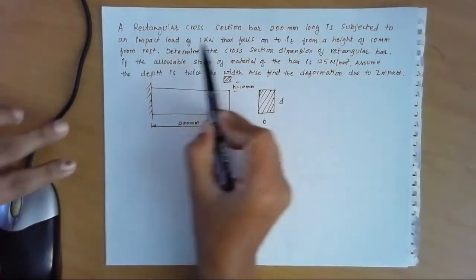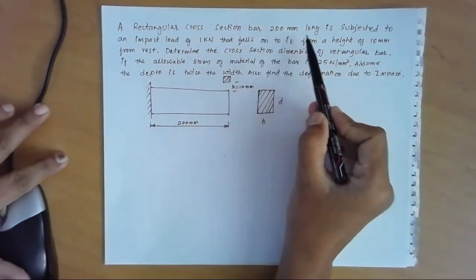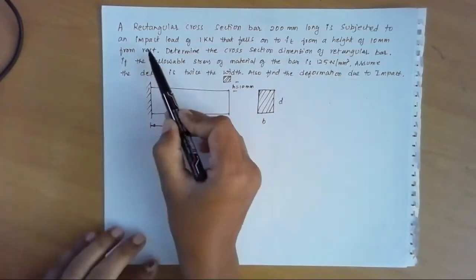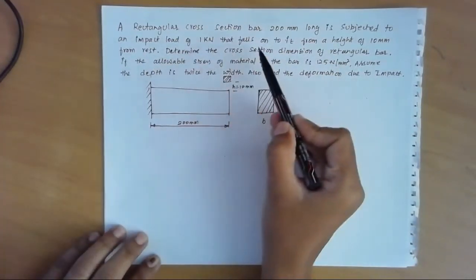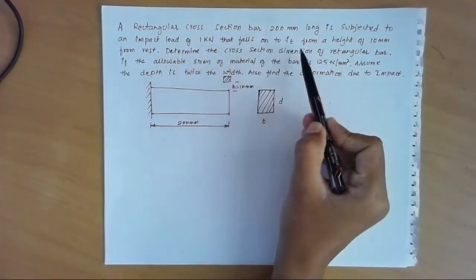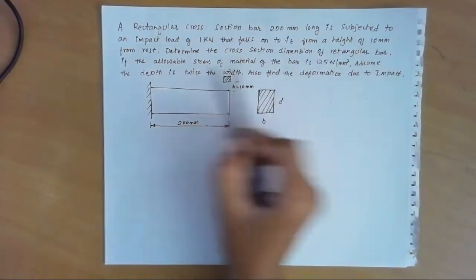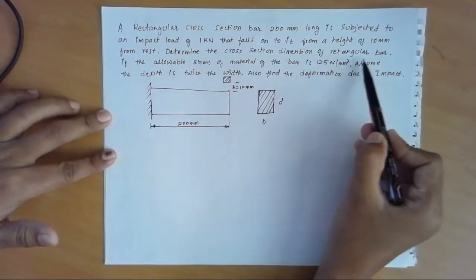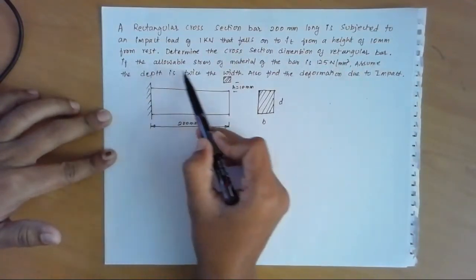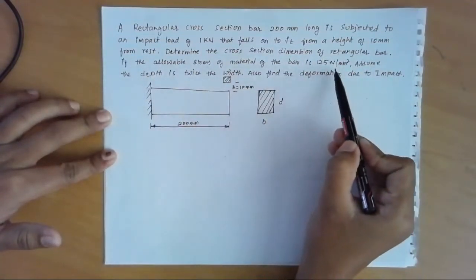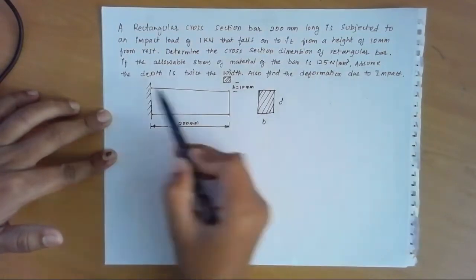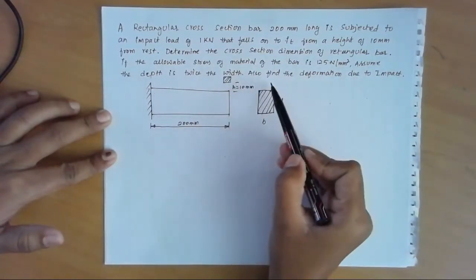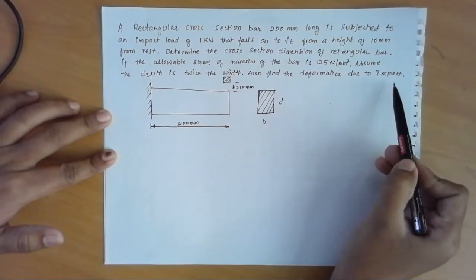A rectangular cross-section bar of 200 mm long is subjected to an impact load of 1 kilonewton that falls onto it from a height of 10 mm from rest. Determine the cross-section dimension of the rectangular bar. If the allowable stress of the material is 125 Newton per mm square, assume the depth is twice the width, and also find the deformation due to impact.